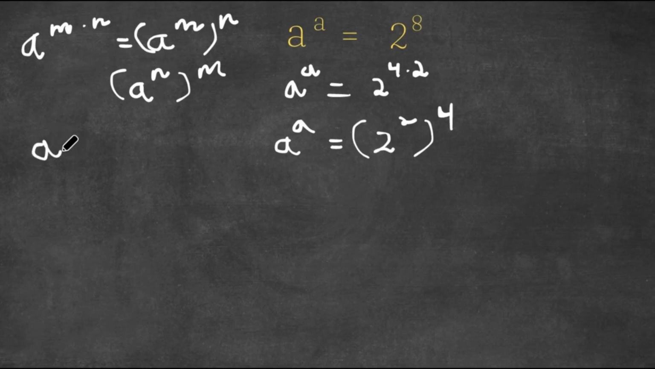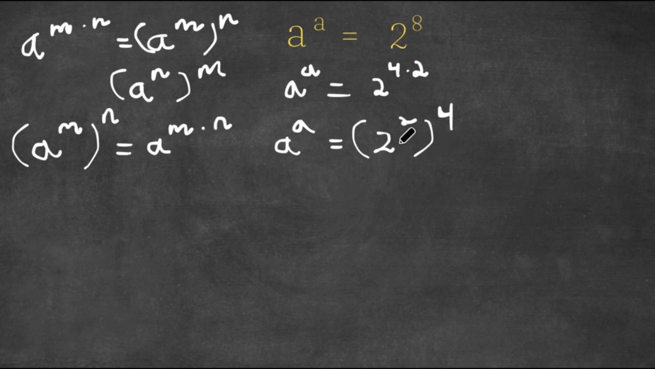Now, if we have something in the form a to the power of m to the power of n, this is equal to a to the power of m times n. So this would equal 2 to the power of 2 times 4. However, I am not going to do that. I'm simply going to solve what's in the parentheses. So 2 squared, and that is equal to 4. So now I have 4 to the power of 4 is equal to a to the power of a.